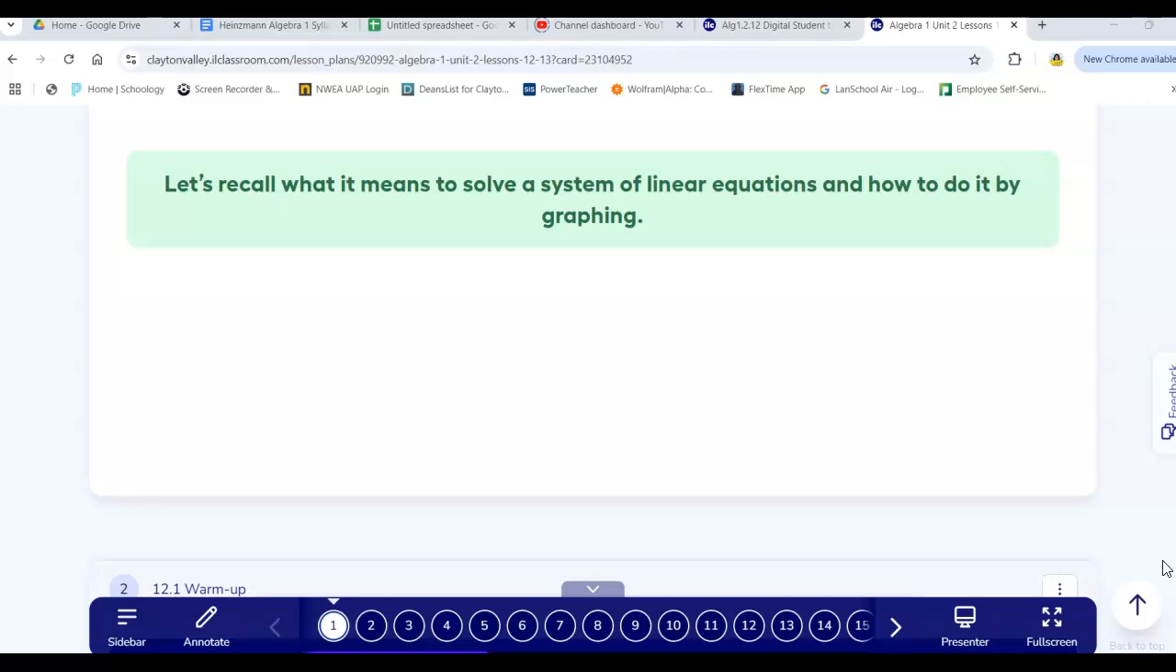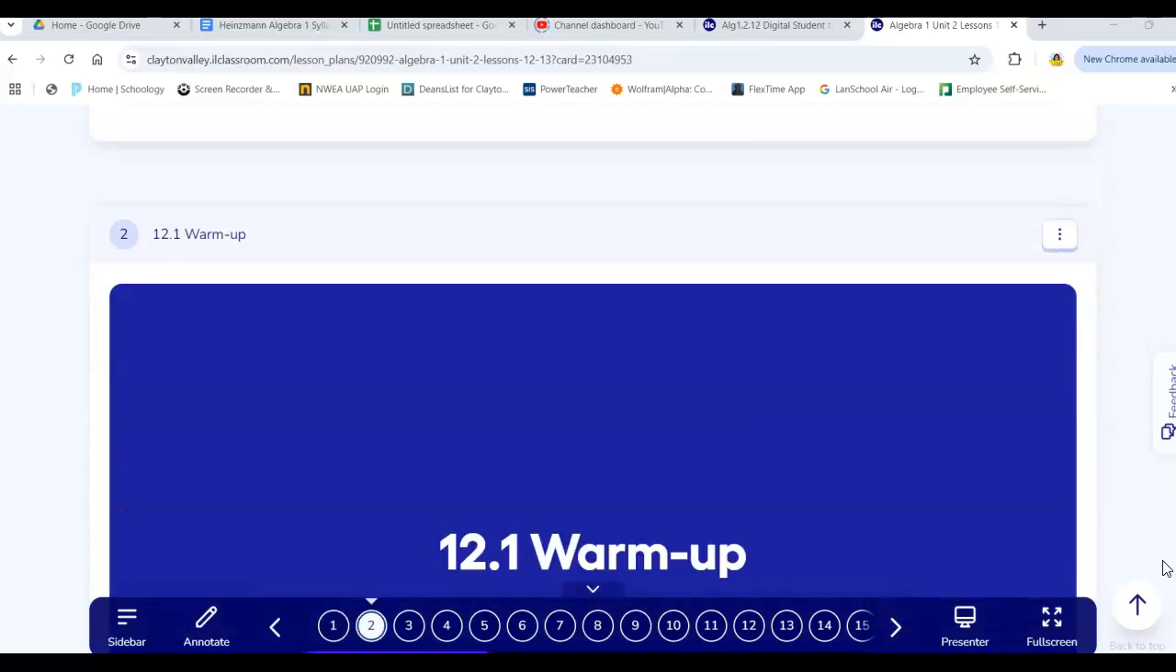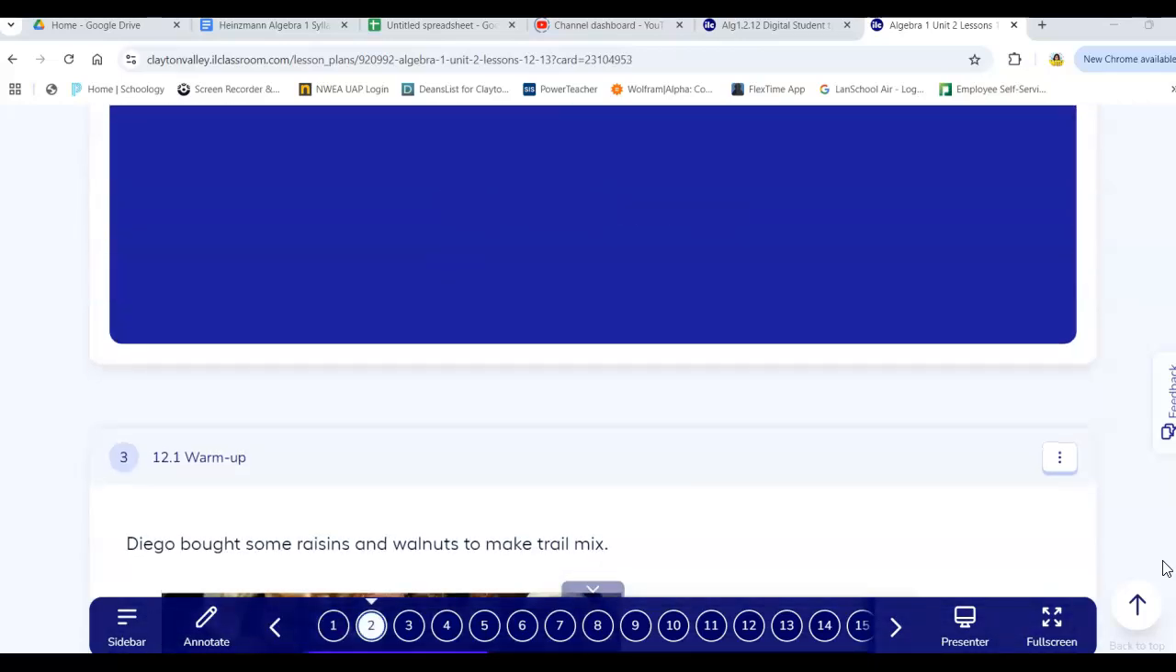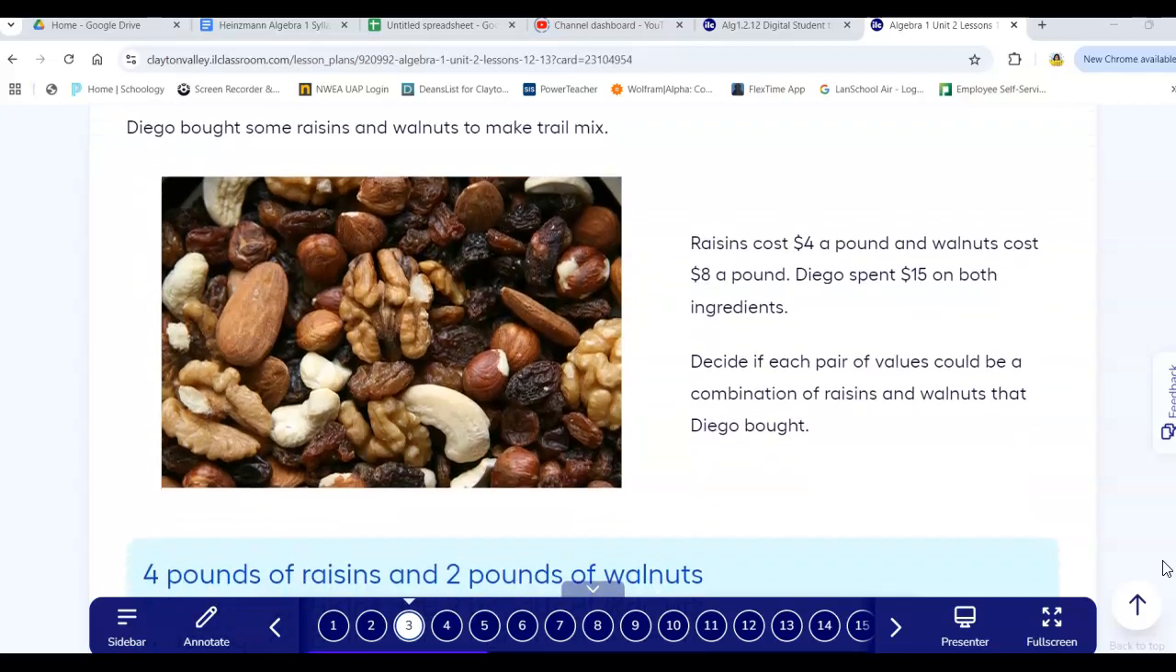In the last couple of lessons, we graphed equations and got to see that you can get different information about a graph depending on what form of an equation you're looking at. Okay? So now we're just building on that. So here's the warm-up for 12. So here we are, we're still talking about trail mix.